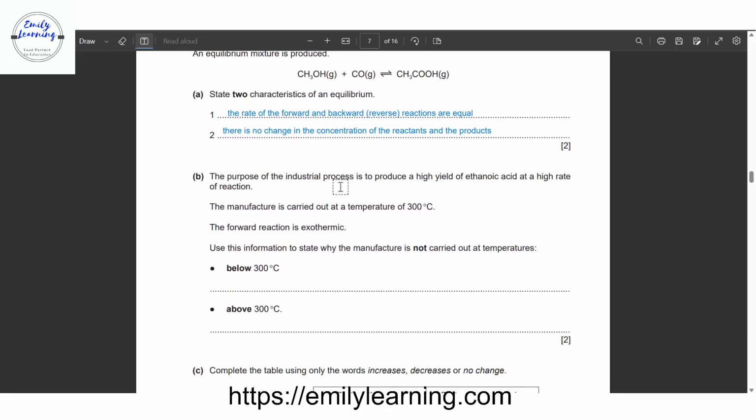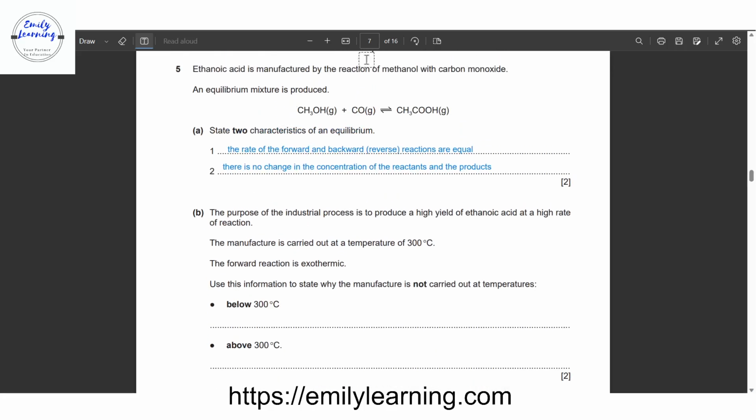Next, the purpose of this industrial process is to produce a high yield of ethanoic acid at a high rate of reaction. The manufacture is carried out at 300 degrees Celsius. The forward reaction is exothermic. So this is an exothermic reaction.